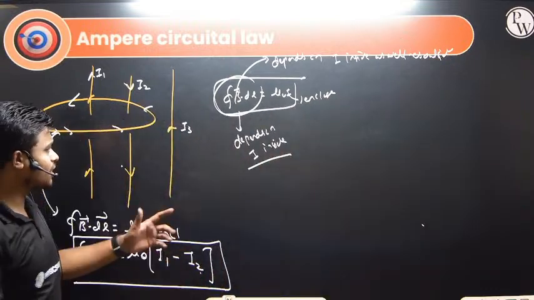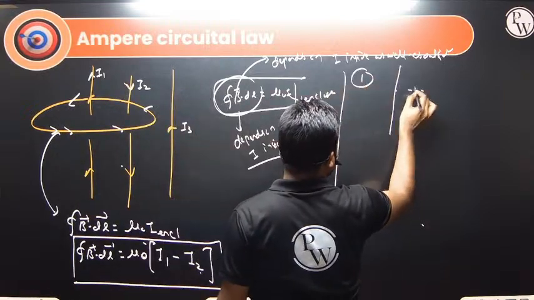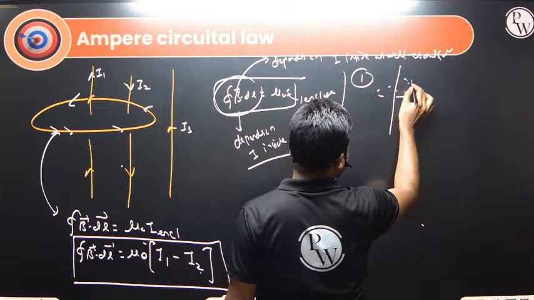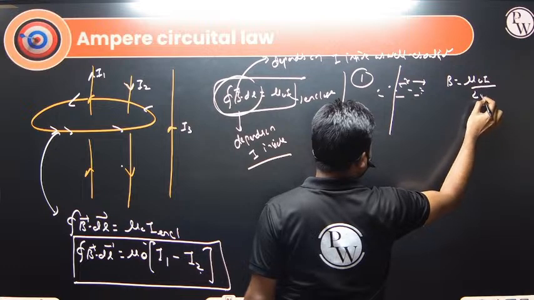And there are certain applications. The first application is the magnetic field due to a straight wire. Because of this we already calculated the magnetic field at distance R. So the magnetic field because of this is given by mu naught I divided by 2 pi R.